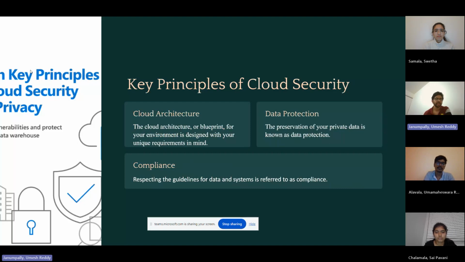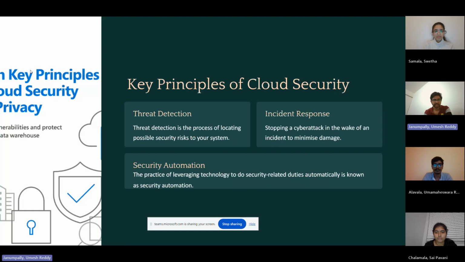Now coming to data protection. It is a process of protecting sensitive information from damage, loss, or any corruption. It is used to protect data security, privacy, and availability. Now coming to compliance, which is nothing but the guidelines that data and systems are referred to in order to comply.